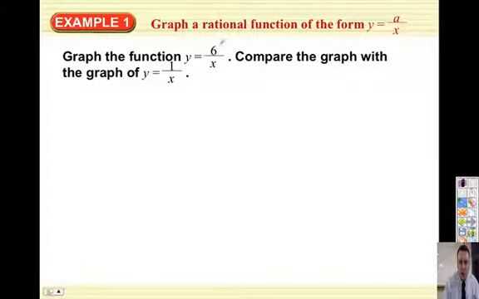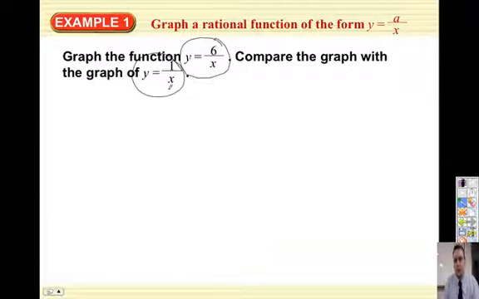Graph the function y equals 6 divided by x. Compare it with this one. So type this in your calculator, type this in your calculator, and you're going to see a difference, but they're similar. Okay? So this is y equals a over x. Actually, that's right here. Okay? So what's the difference between 1 over x and 6 over x? Well, let's look at the graph.